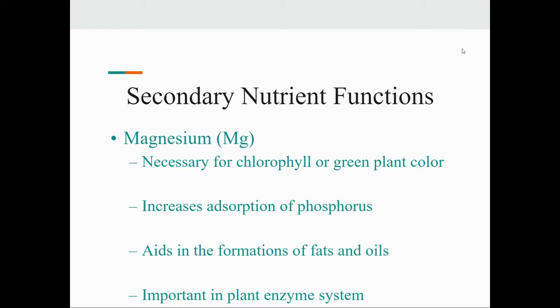So magnesium is necessary for chlorophyll and green plant color. It increases absorption of phosphorus, aids in the formation of fats and oils, and it is important in plant enzyme systems.